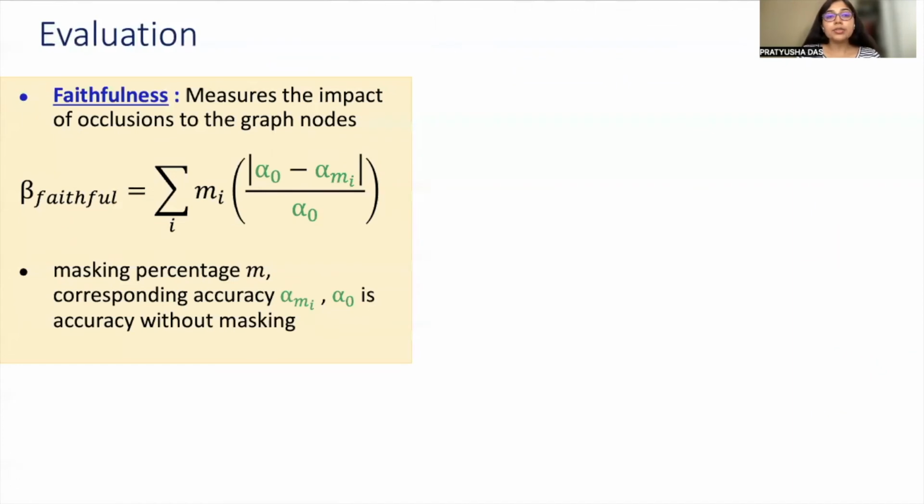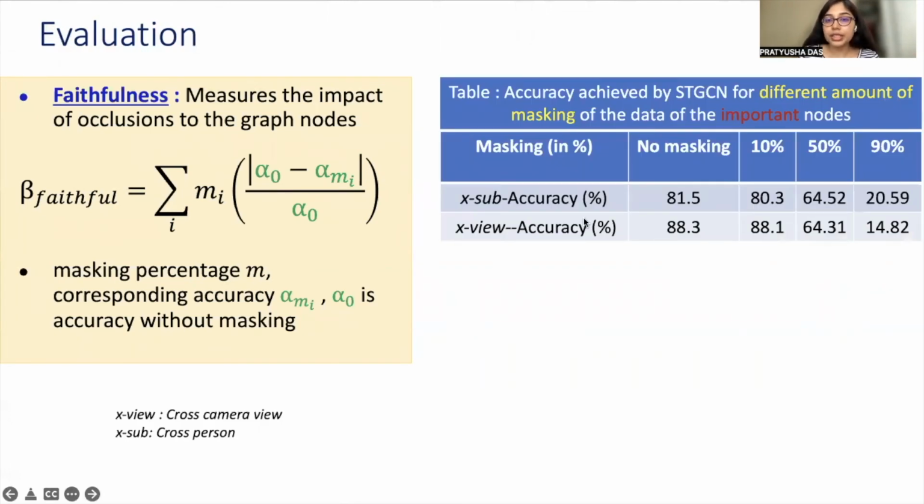Now, how do we believe that what this STG GradCam is telling us is right? We can rank the body joints depending on the importance given by this STG GradCam. Once we rank them, we can mask the important nodes for a particular task and see how the accuracy changes. If we mask the important nodes, then the accuracy should drop drastically. If we mask the non-important nodes, then it shouldn't affect the network a lot. And that's what we have also witnessed in our results.